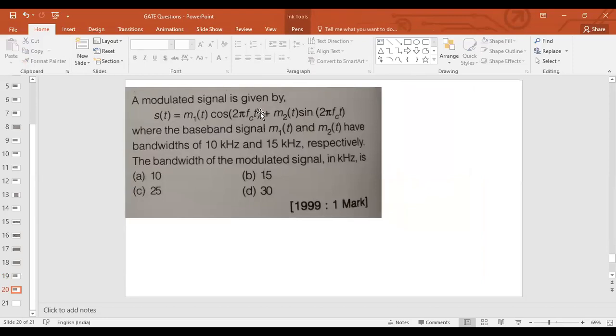Okay, a modulated signal is given by st = m1t cos 2 pi fct + m2t sin 2 pi fct, where the baseband signals m1t and m2t have bandwidths of 10 kilohertz and 15 kilohertz respectively. The bandwidth of modulated signal in kilohertz is, so can anybody tell me the answer? As this is the modulated signal and m1t and m2t are two baseband signals with the bandwidth of 10 kilohertz and 15 kilohertz. So what would be the bandwidth of modulated signal?